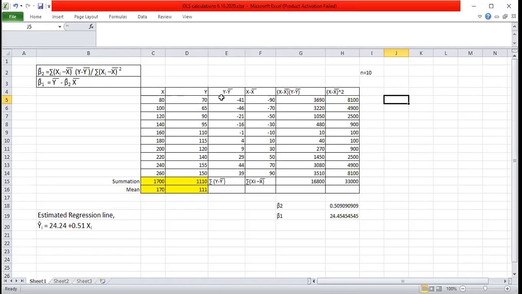Yes, Professor. We have to multiply these two. Even though summation of this is 0, summation of that is 0, the summation of the product can be something very different.